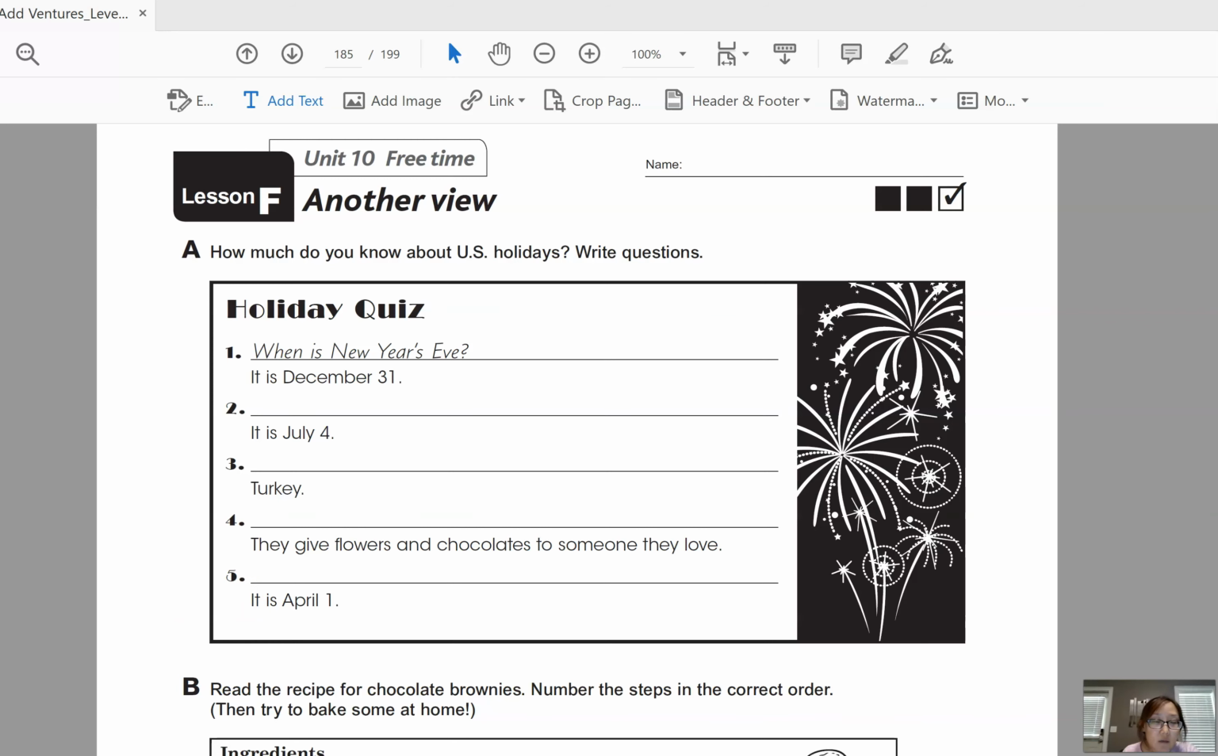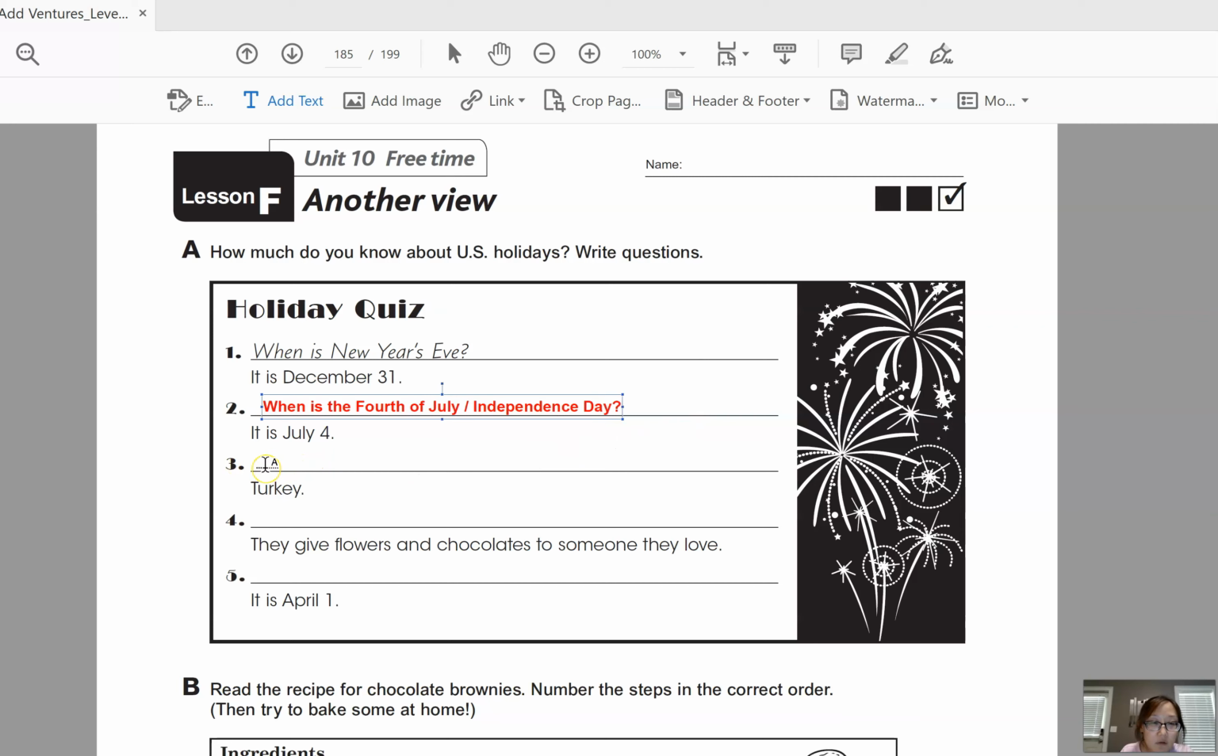Okay, so let's look at number 2. It is July 4th. Okay, so for this one, it's actually coming up really soon. We can ask, when is the 4th of July? Okay, and we capitalize 4th because this whole thing is the name of the holiday. Now you can also ask, when is Independence Day? Okay, when is Independence Day?